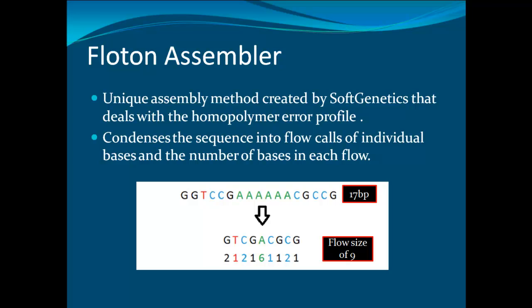The Floton Assembler was developed by SoftGenetics to deal with the homopolymer error profile. This method condenses the sequence into flow calls of individual bases and the number of bases in each flow, as shown in the image below. In the example image, the flow size of 9 corresponds to a 17 base pair sequence.